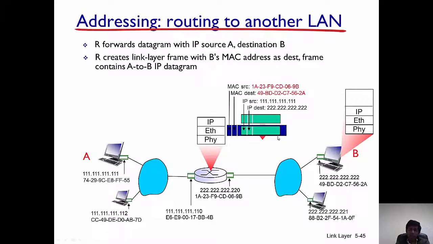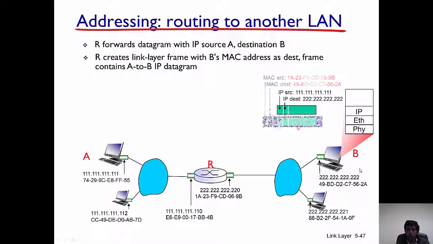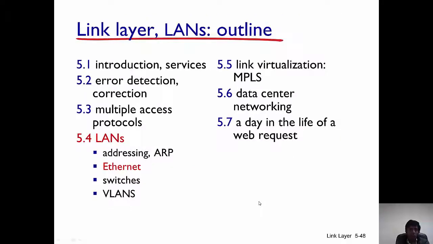So next, R sends this datagram, which goes through the network and comes to B. It once again passes through the layers, where the different MAC headers are removed, the IP headers are removed, and the datagram is delivered to B. So this is how addressing takes place within a LAN. With this, I'm going to end this lecture.